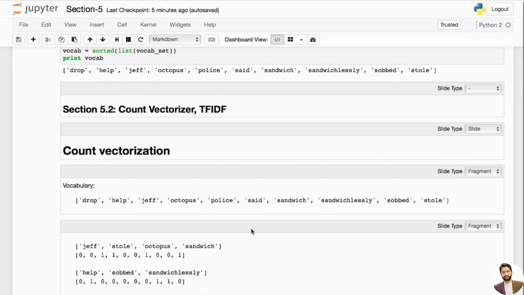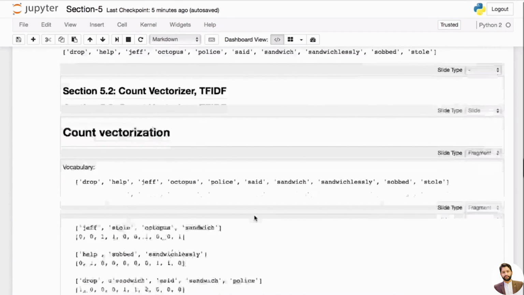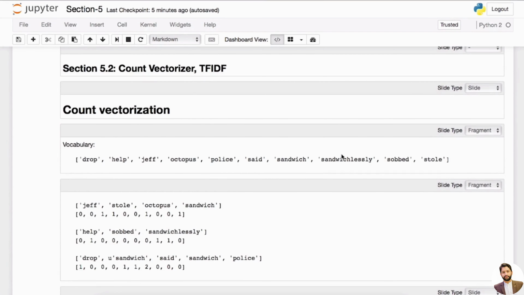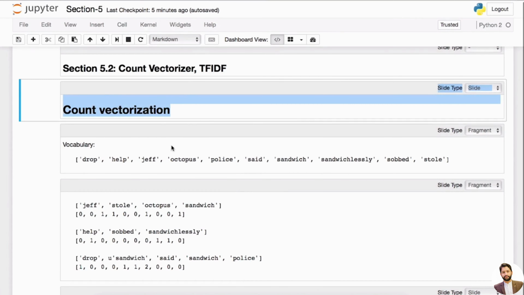In this section 5.2, we're going to talk about count vectorizer and TFIDF. So we talk about how do we assign some sort of values to words. Now we have all these words tokenized in this format, where one word is a token, but we have to assign some sort of numerical values to it. So let's talk about count vectorizer, word vectorization.